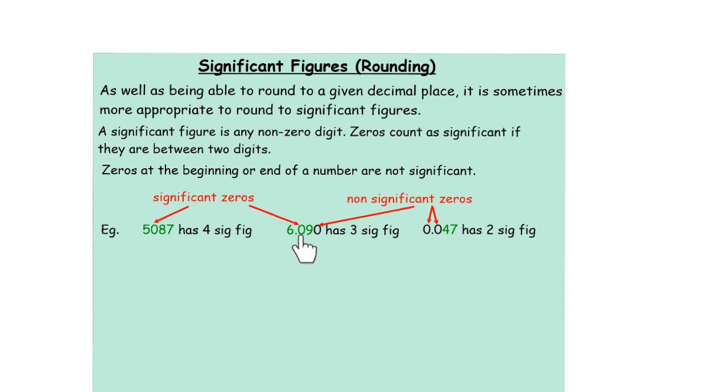This 0 is significant because it's between two digits, but this 0 at the end is not significant because it's at the end of the number. So having that 0 there doesn't tell us anything more about the number really, and all the other digits would stay in the same place regardless of whether that 0 was there or not. So that's why it's not significant. And this last one, these first two zeros at the beginning are not significant, but the 4 and the 7 are. So this number has 2 significant figures, 0.047.